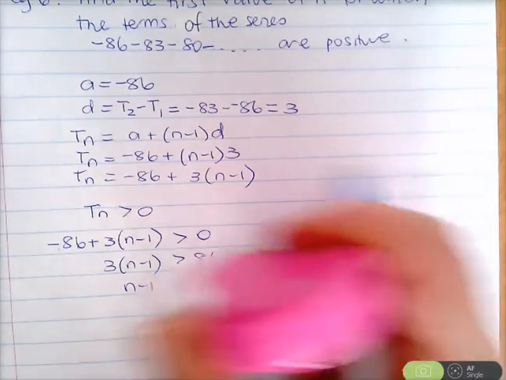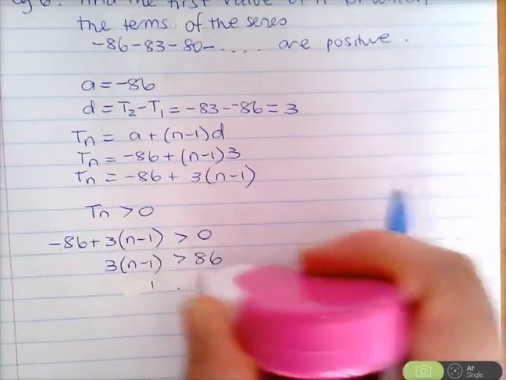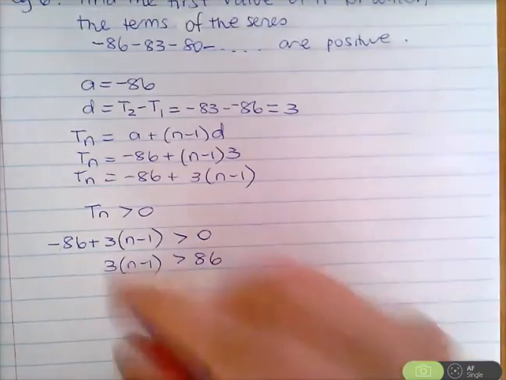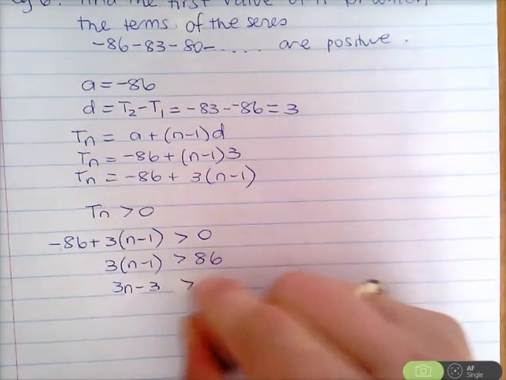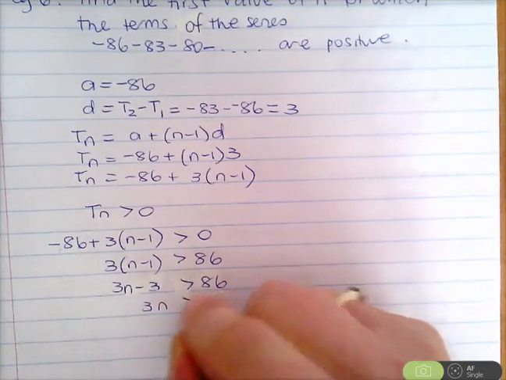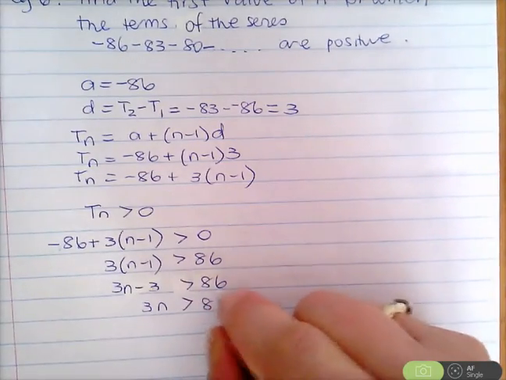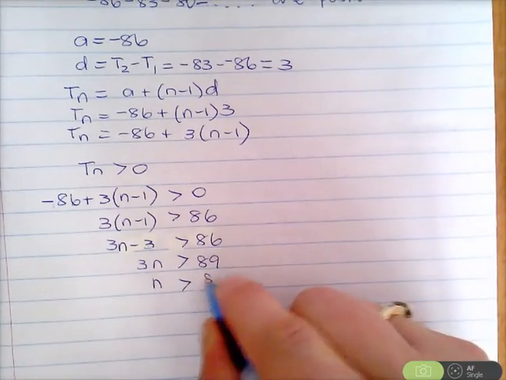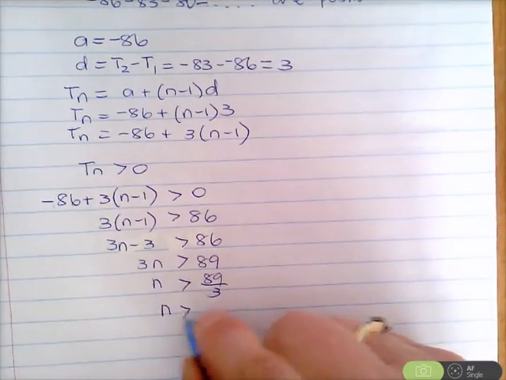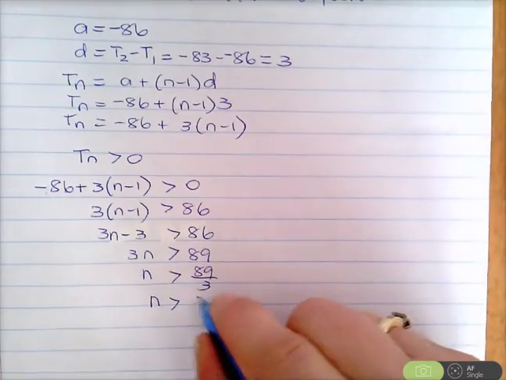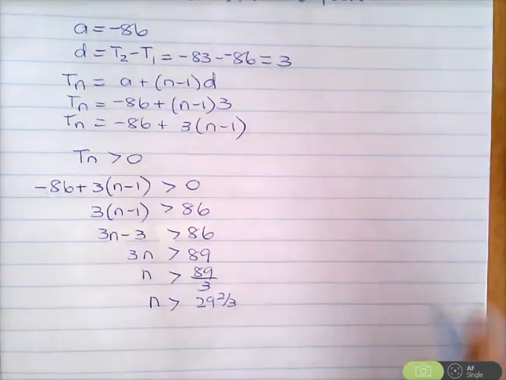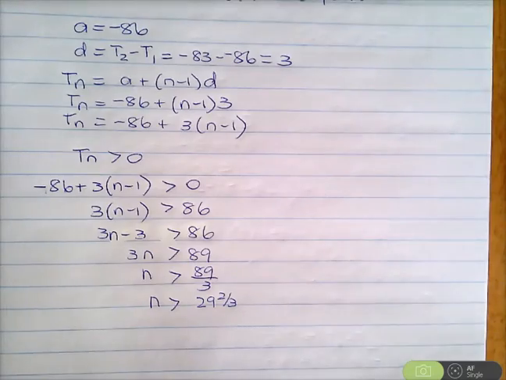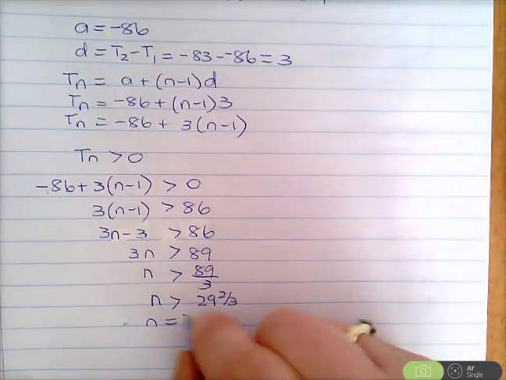actually we're not going to get a whole number there, so I'm going to expand. So I've got 3n minus 3 is greater than 86, so 3n is greater than, adding 3, we get 89. So therefore n is greater than 89 divided by 3, which is 29 and 2/3, because 90 divided by 3 is 30. So therefore n must be 30.